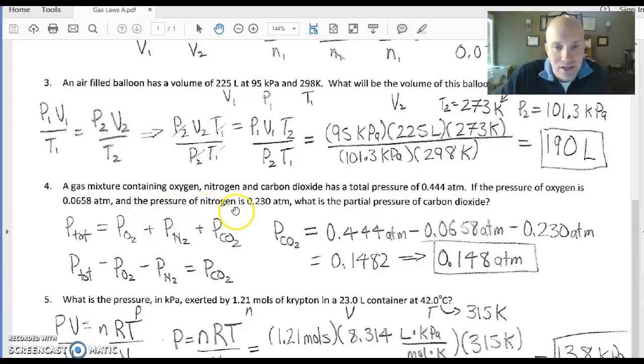All right, number 4 is just a partial pressure problem. The sum of the partial pressures will add up to the total pressure. So if you take your total and you subtract away the partial pressures of the gases that are mentioned, it should give you the partial pressure of the gas which is not mentioned.